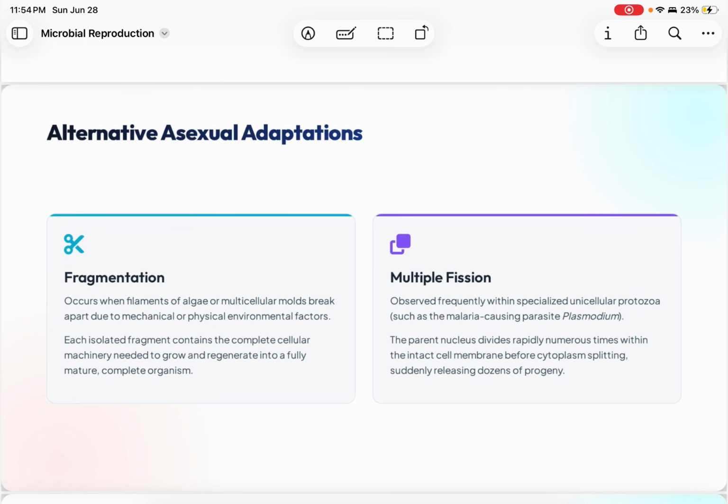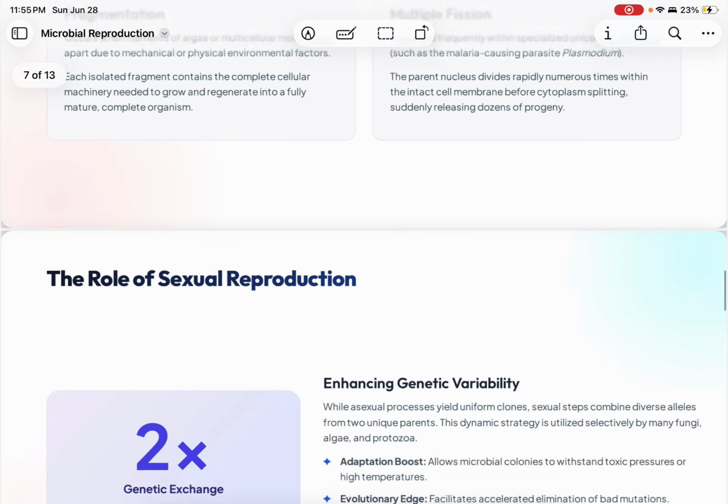Fragmentation occurs when filaments of algae and multicellular moss break apart due to mechanical forces. And then multiple fission occurs frequently with specialized unicellular protozoa.